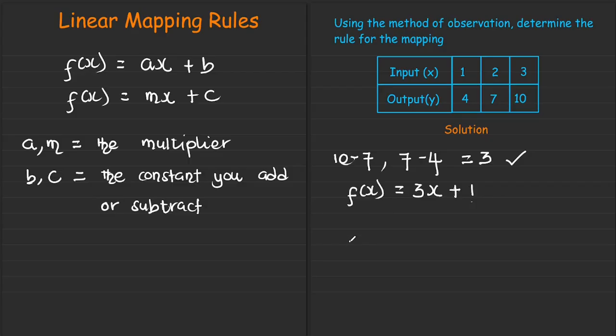Hence, this here is our rule. As simple as that. So it simply means each and every input value is related to the output by what? 3x plus 1. And that is our rule. As simple as that. Let's take some few more examples.